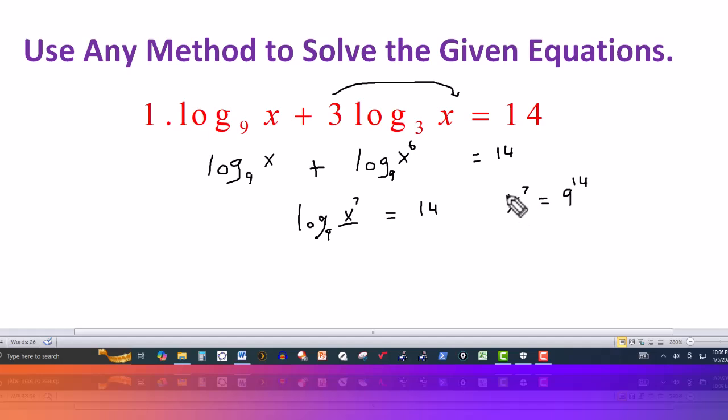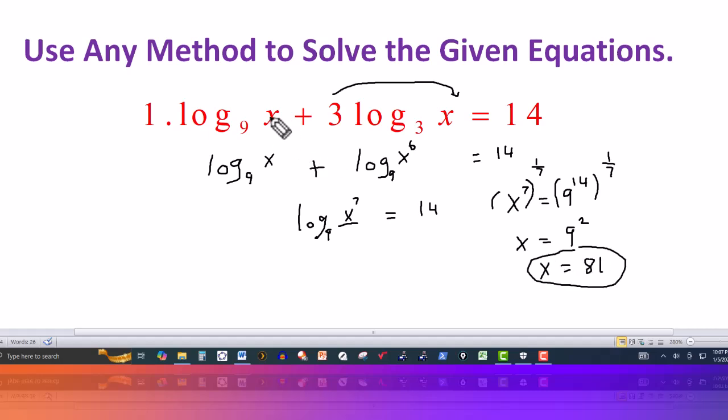Now we solve for x. I'll go ahead and take the 7th root of the left side, x to the 7th, and also the 7th root over here. The 7th root of x to the 7th, of course, is x. And here, power to a power, multiply the exponents, so this becomes 9 to the 1/7 times 14, which is 2. That gives me 9 squared. So the value of x would be 81.